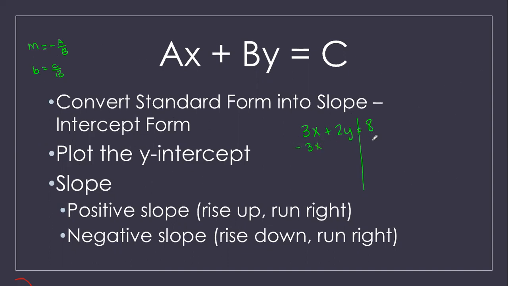Perfect. I think I heard someone say minus 3x. So I'm going to subtract 3x on both sides. When I do that, this cancels out. Bring down the 2y. And over here, I got 8 minus 3x. And then what do I do with this 2?